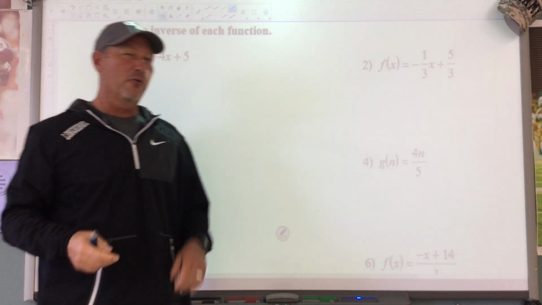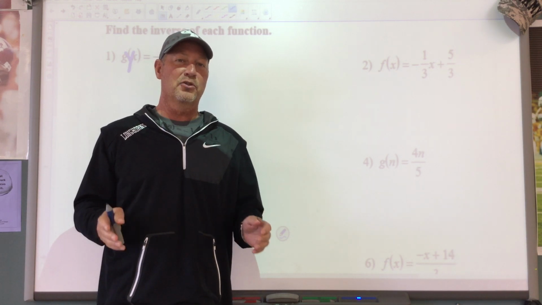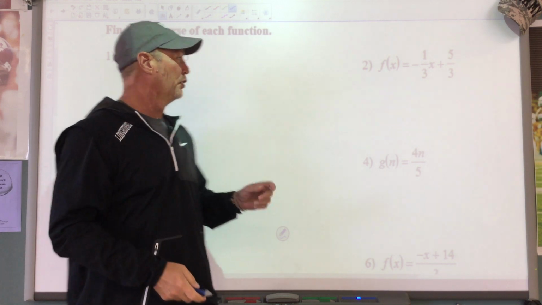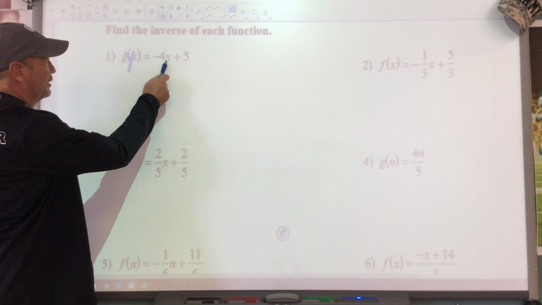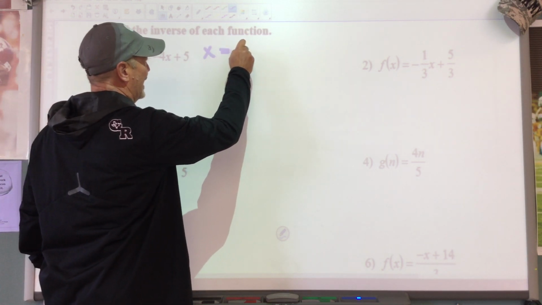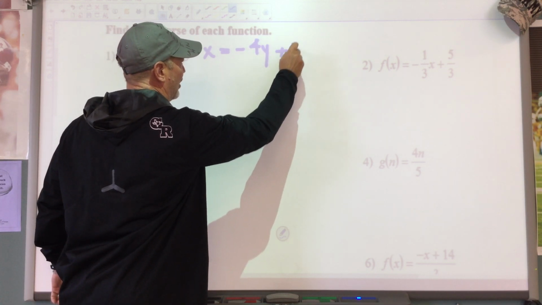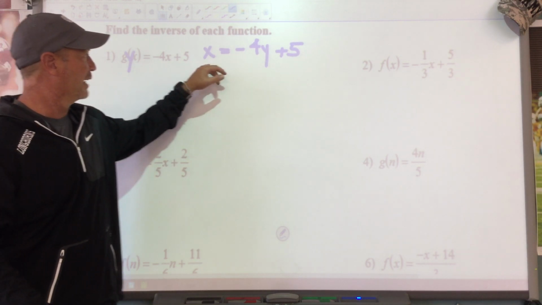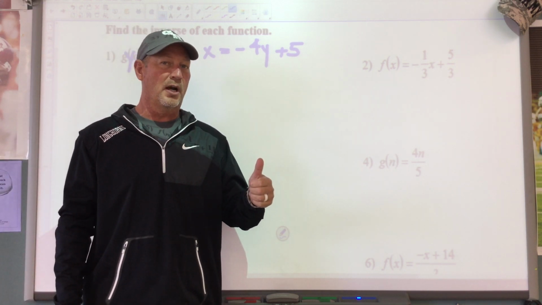Our first step, if you remember from our prior lesson, when we find the inverse, I asked you to switch places with the x and the y value. So we're going to switch these, and this is now going to read x equals negative 4y plus 5. All I did was switch places with the x and the y. Okay, step one is switch places with the x and y.